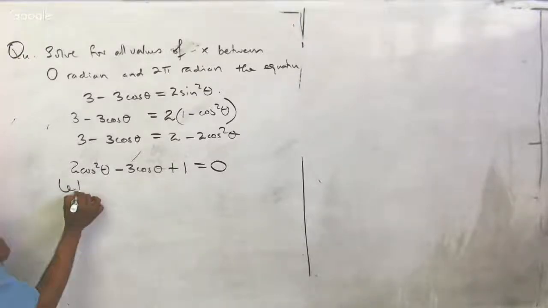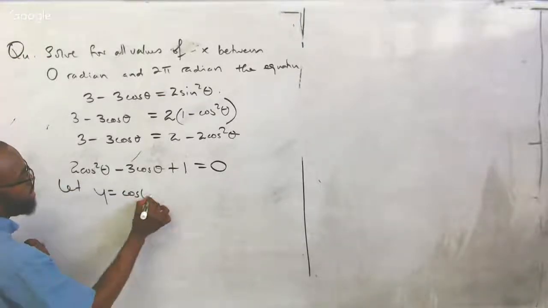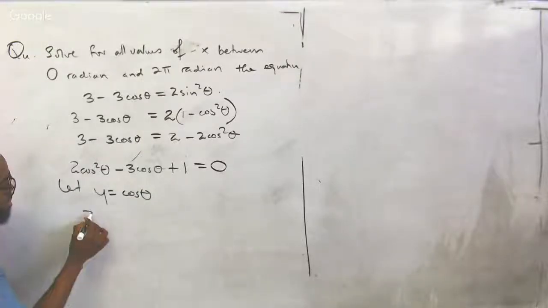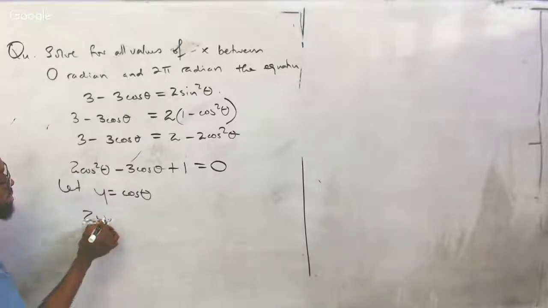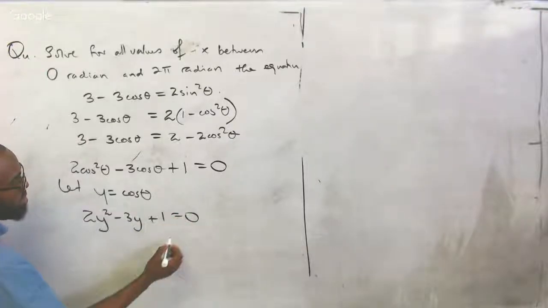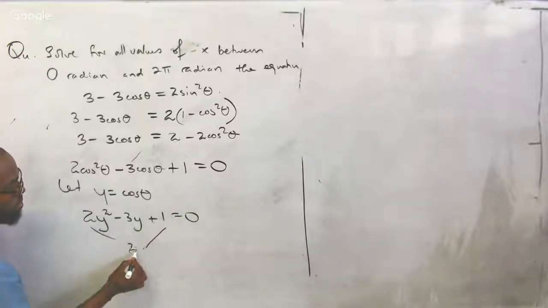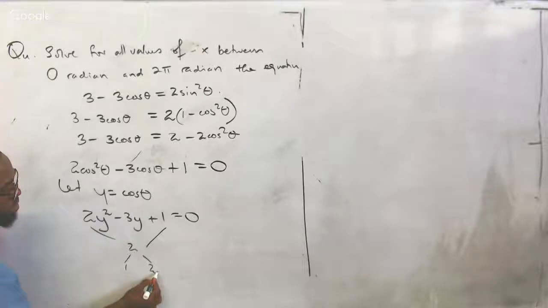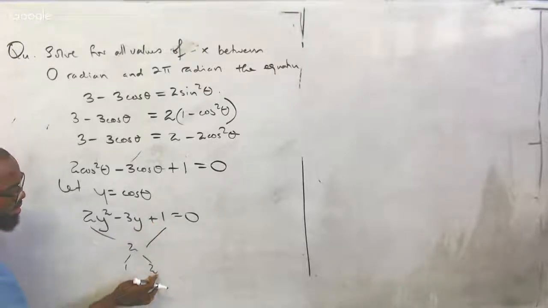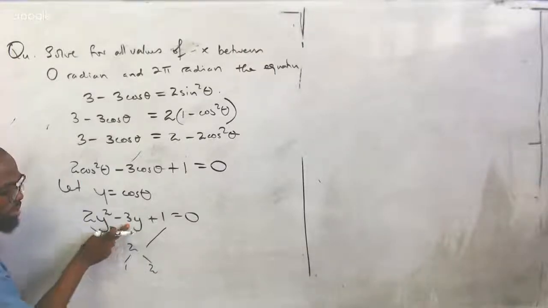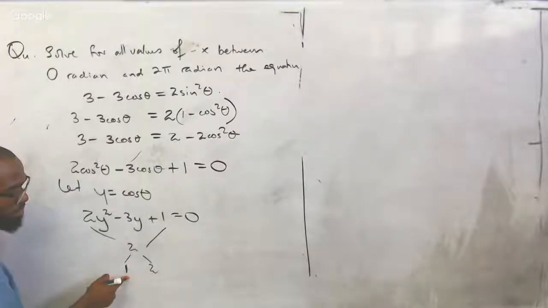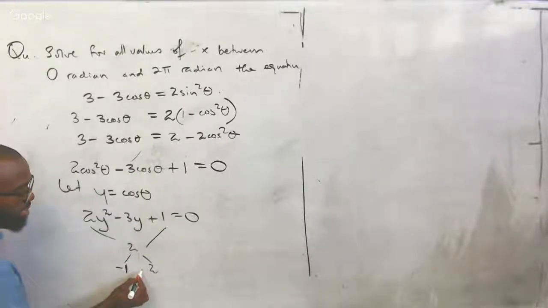Then I will say let y equal cosine theta. I make a substitution. I can say x, but it doesn't matter what I use. So this becomes 2y squared minus 3y plus 1 equals 0. 1 times 2 is 2. Factors of 1 and 2. But this sign is a plus. See, look at this. If I add them, I don't get positive 3. I get negative 3. If I subtract them, I get 1. That means it needs to be negative and negative.